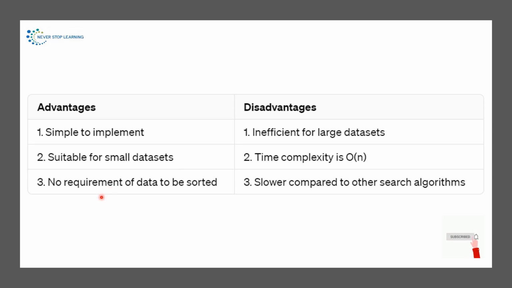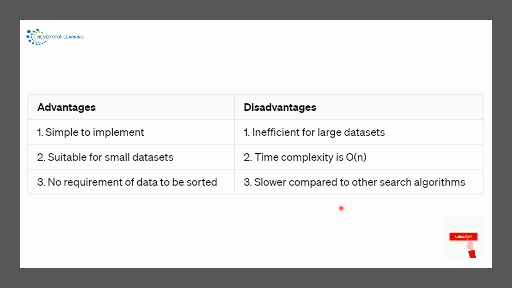And the biggest advantage it has is that there is no requirement of data to be sorted. Other algorithms work on sorted data sets, whereas linear search works on unsorted data sets. So this is one of the biggest advantages, that we don't have to sort the data.